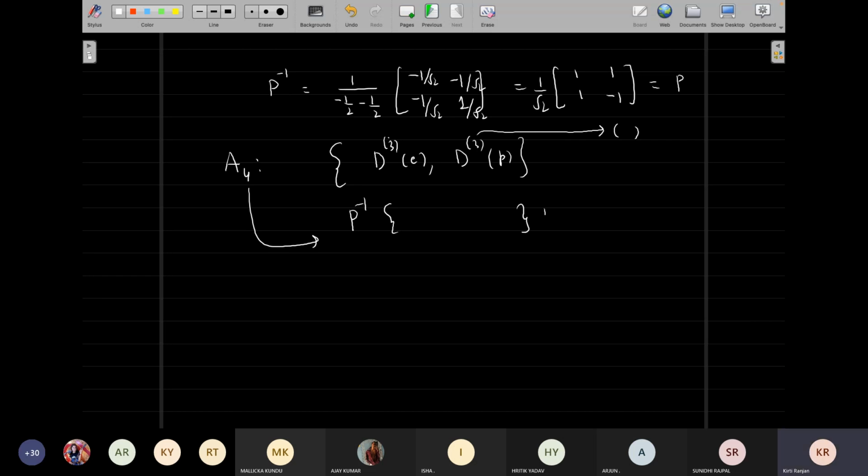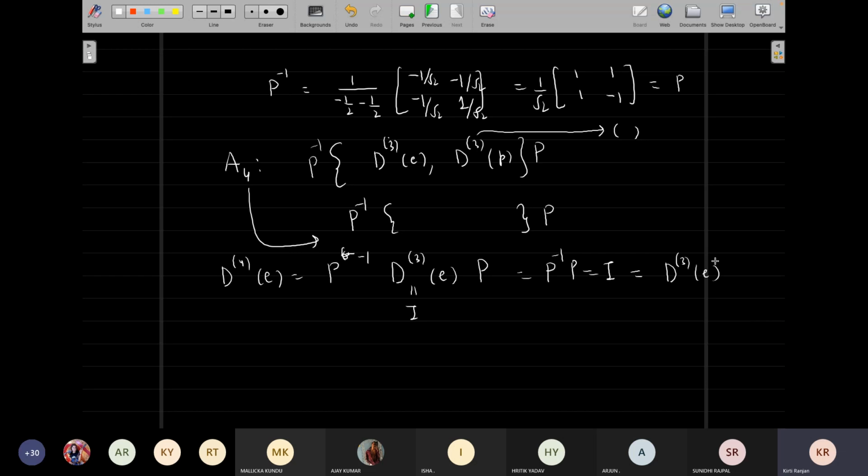So do this for both of them. That means first D4E equals P inverse D3E P. What will this be? D3E is just an identity matrix. P inverse identity P becomes P inverse P, which is nothing but the identity matrix, right? So D4E is basically turning out to be the same as D3E. So that is not going to diagonalize. I mean, this is already a diagonalized matrix. So what else will you do?